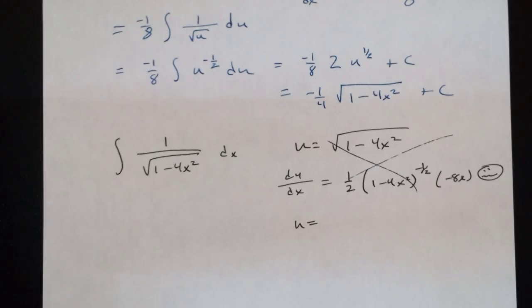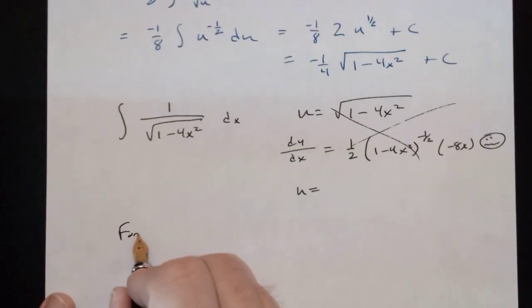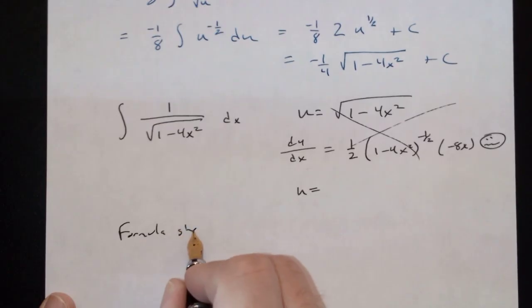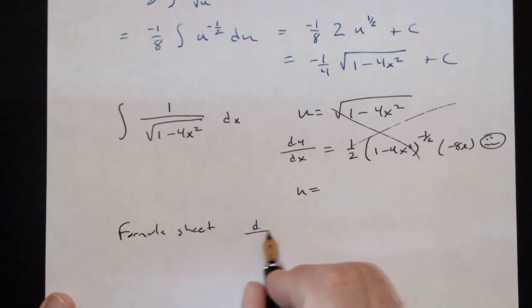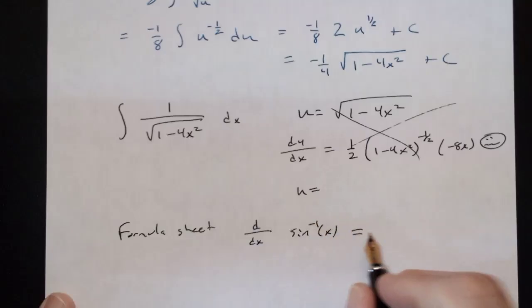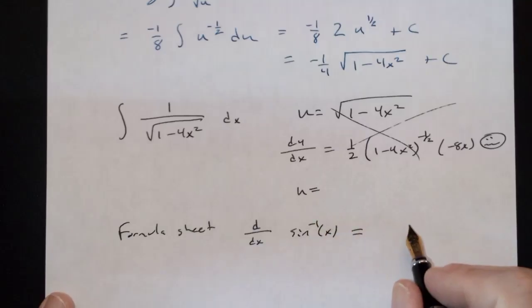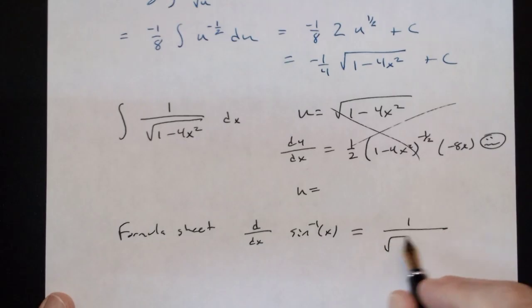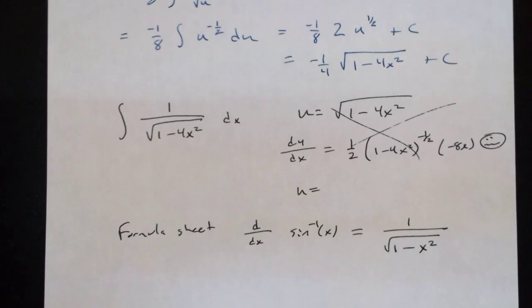On the exam, you see stuff with 1 minus stuff in the bottom? Not only that, it's squared, isn't it? The derivative of the inverse sine of x is 1 over the square root of 1 minus x squared, right?